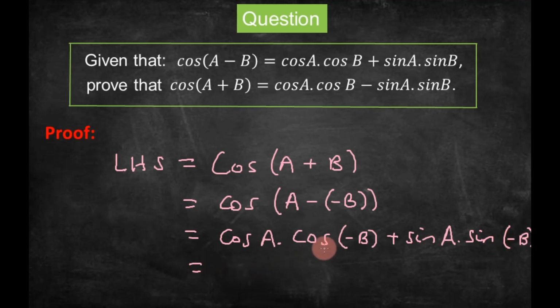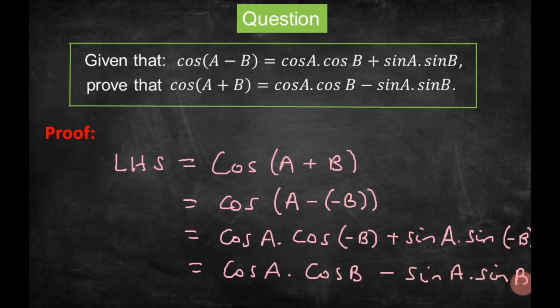And as we saw, the cos of negative theta is the cos of theta, but the sine of negative theta is negative the sine of theta. So we're going to write cos A, and here we're going to have cos B. Then the sine of negative B becomes negative the sine of B, and we can put the negative sign in front here. So minus sine A times sine B.